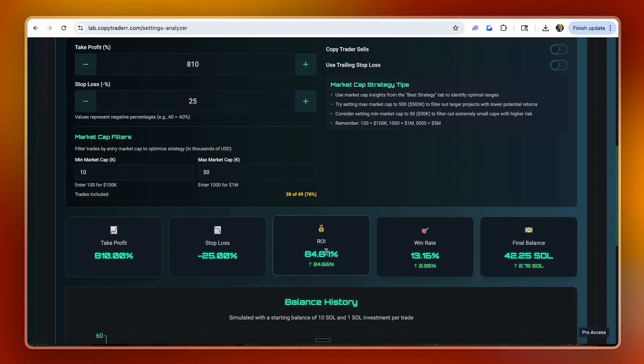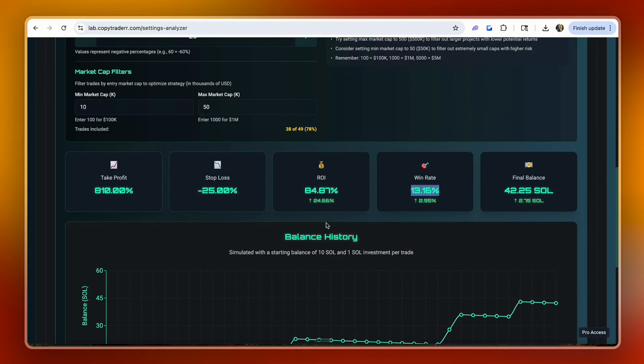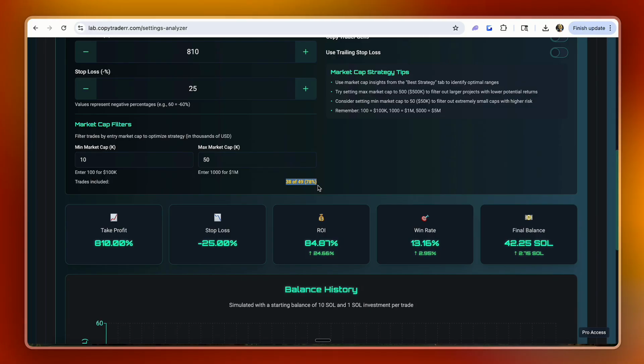Right away, our ROI goes up to 84% because we are eliminating all those trades that we would have lost on and hit stop loss on. Our win rate goes up a few percent and we can see our updated chart here. So now there's only 38 out of 49 trades. We are skipping the ones that are not within this market cap range, and that turns out to be a much better strategy for us.